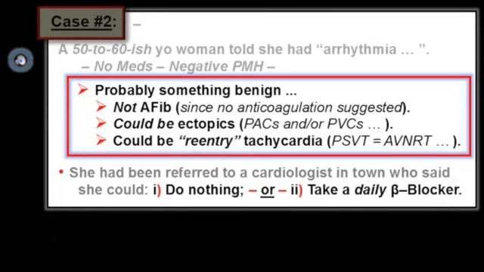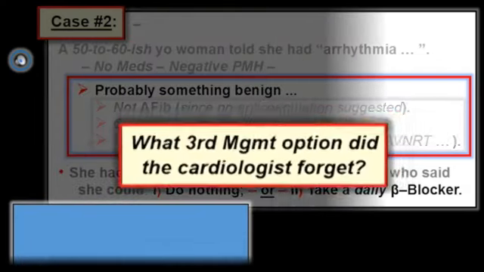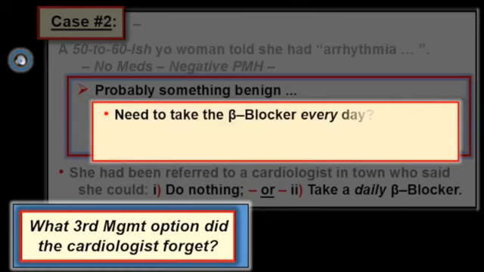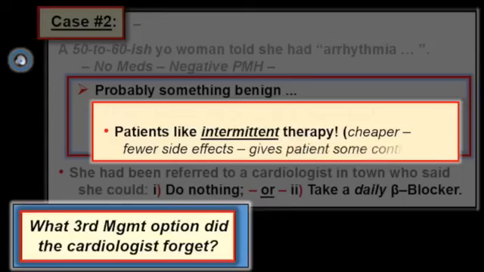Let's consider again what the cardiologist told this patient, namely that she could either do nothing or take a daily beta blocker. What third management option did the cardiologist forget to mention? Does this patient need to take the beta blocker every day? Remember, she probably has something benign for which a cardiologist thought one appropriate therapeutic option would be to do nothing at all, which raises the concept of suggesting the option of intermittent therapy to selected appropriate patients.